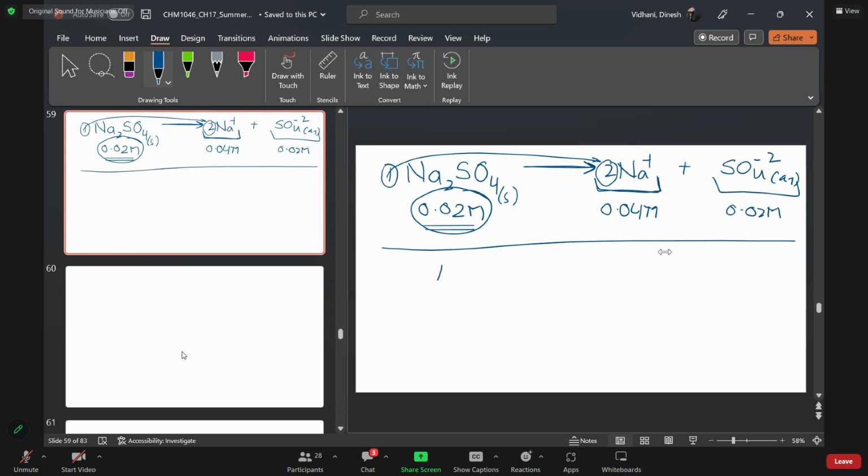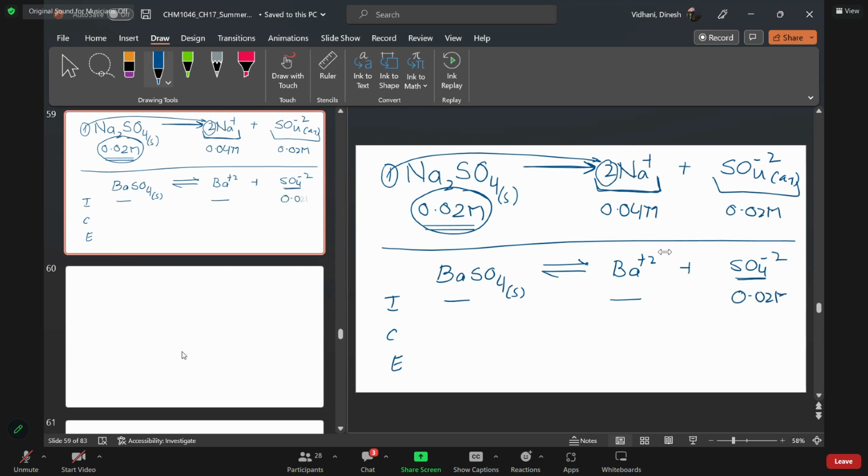Because when we write down the equilibrium for barium sulfate, which is sparingly soluble, we are going to build the ICE table from scratch. Initially, I'm going to say dash for barium sulfate. We don't have anything for barium ions. Do we have anything for sulfate ions? Yes, the solution is made in sodium sulfate. So sulfate ions are already there. How much? 0.02 molar. That's already there. Now, at equilibrium, you will see X amount of barium ions.